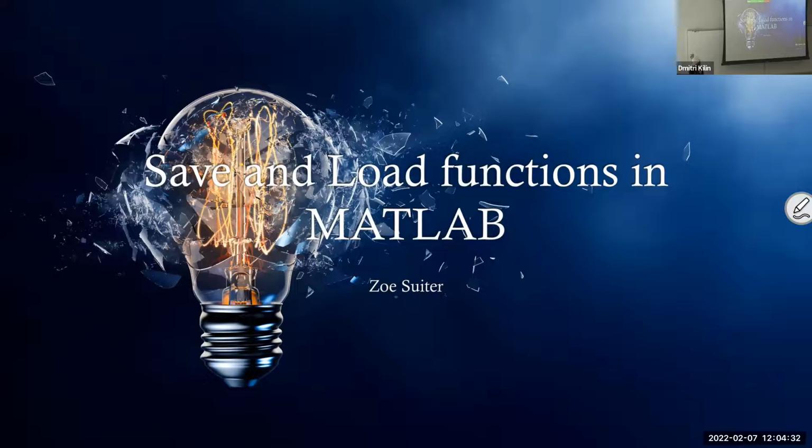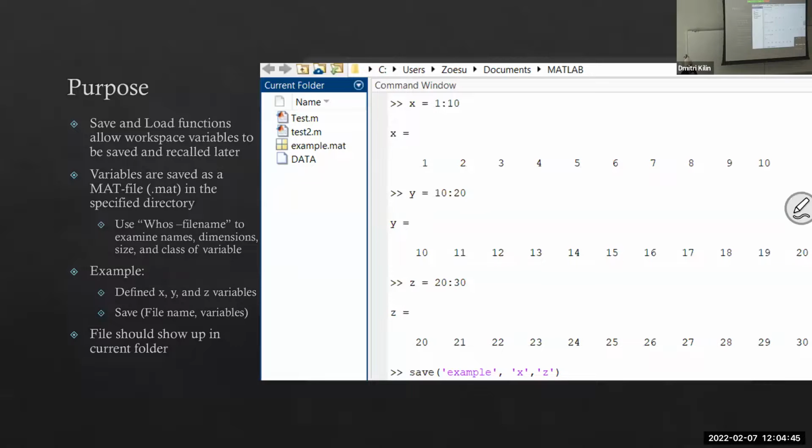Correct. Hi, everyone. Today, I'm going to be talking about the save and load functions. Upon reflection of our first presentation, function is the wrong word. I should be using command. The purpose of these commands is to allow you to save and recall variables from your workspace. These variables are saved in a file, which is .mat, and it is saved into your directory. You can double check these by using a command called whos, W-H-O-S, and that will allow you to examine the name, the dimensions of your variables, as well as the size and class of variables for that file.